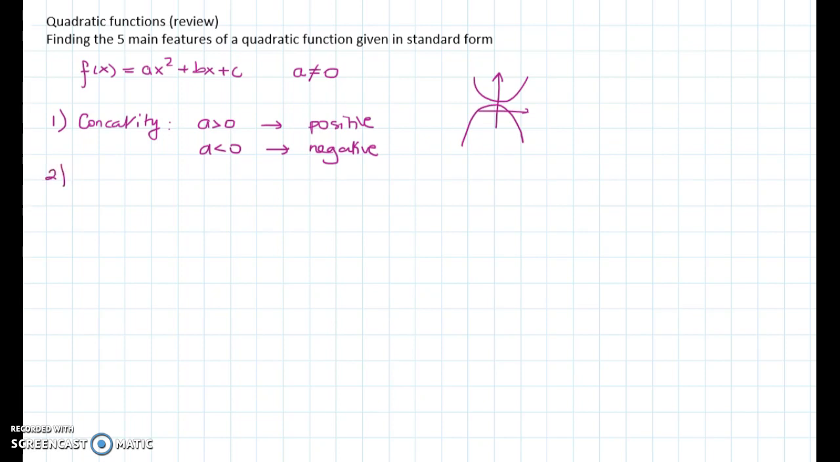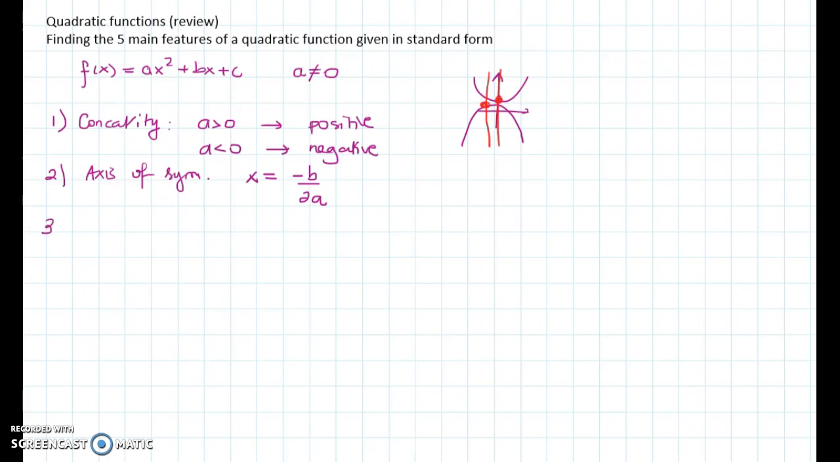The second feature we are going to find is the axis of symmetry. The axis of symmetry is a vertical line, so you're going to have equation x equals something, and the something is given by negative b divided by 2a. So we need the coefficient on x squared and the coefficient on x to find the equation of the axis of symmetry. And the axis of symmetry, let me add it in the pictures here, will be a vertical line going through the vertex of the parabola. Well, these pictures are not very good, but you got the point.